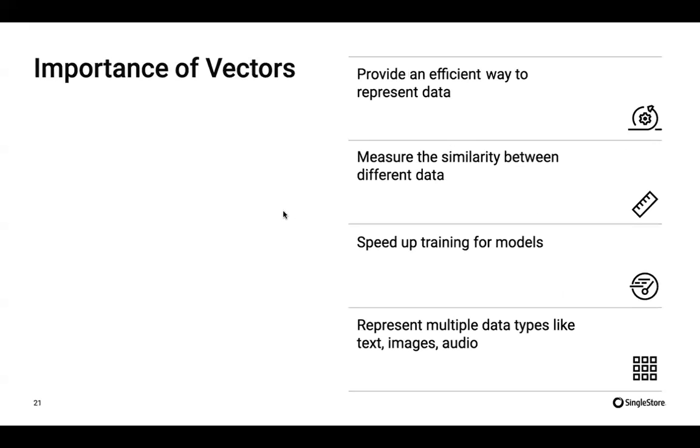And then part of that, and I alluded to this a little earlier in the presentation, is finding ways that we can represent the data so that we can do things with it. And vectors are an efficient way to represent data as far as LLMs and machine learning are concerned. Okay, they measure the similarity between different data. That's where we get semantic search. They speed up training for models, and represent multiple data types like text, images, and audio.